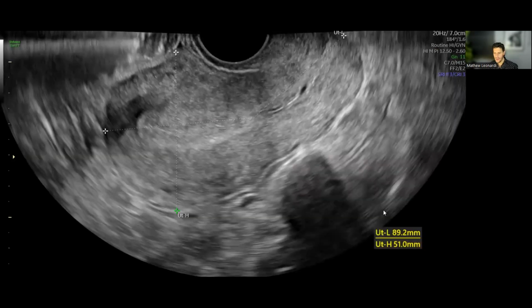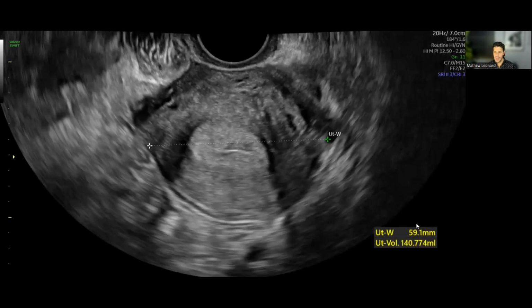Moving on. Okay, some measurements. We don't need to belabor this too much, but it's a pretty normal sized uterus for somebody who is parous, somebody who has had pregnancies and deliveries. 3 deliveries, remember, so 140 mil uterus, pretty okay.